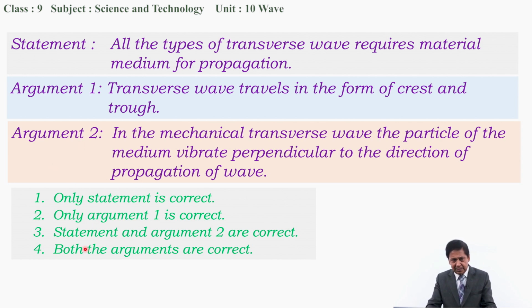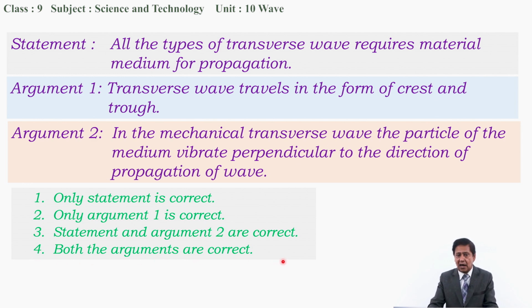So let's see the third option. Statement and argument 2 are correct. This is not correct because previously it was decided that the statement is wrong. That's why option number 3 is incorrect. So I don't want to check this option number 3. Now let's go to option number 4.